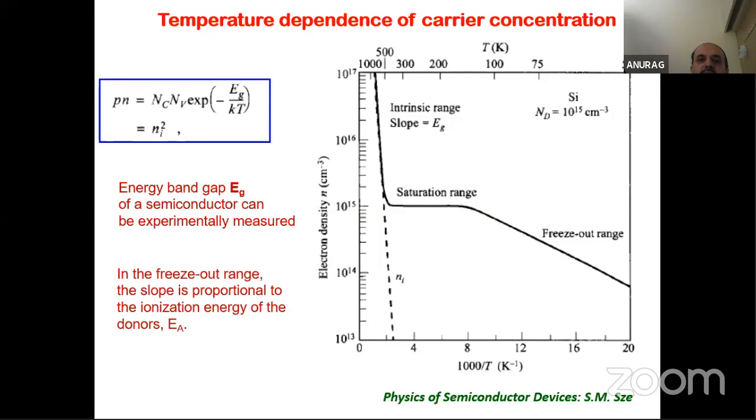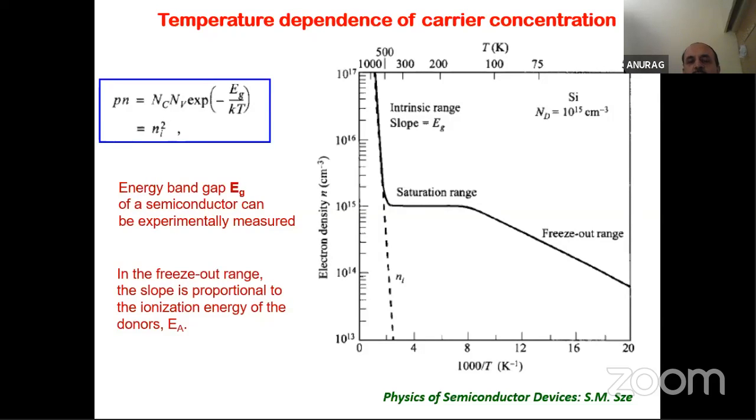One thing, if it is in the intrinsic range, its slope is very high. And the slope, as you see from here, is minus Eg by K. Actually, this slope is minus Eg by 2K, because I am plotting Ni, not Ni square. So it will be minus Eg by 2K, where K is the Boltzmann constant. So basically the slope is related to Eg. So this is the electrical method for the measurement of the band gap of a semiconductor.